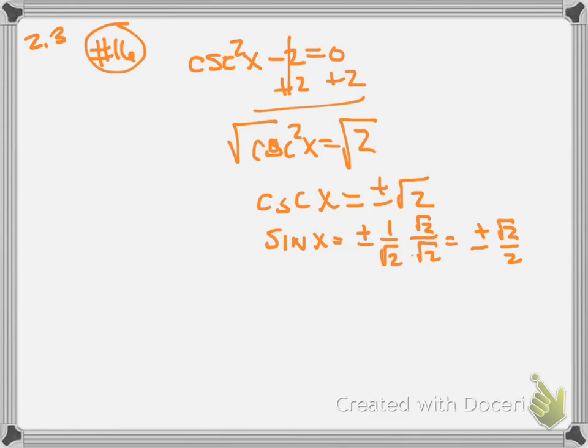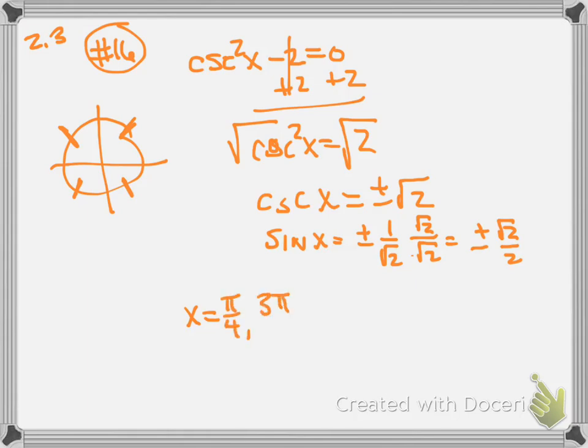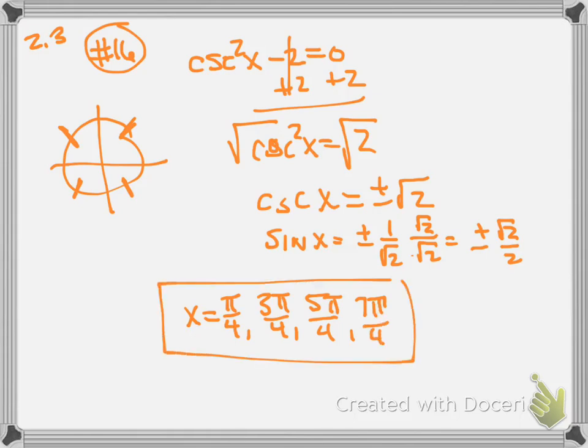So if I go to my unit circle, and that's plus or minus the square root of 2 over 2, so I know that's going to be at all my 45-degree angles. So I get pi over 4, 3 pi over 4, 5 pi over 4, and 7 pi over 4. Great. We only got a couple more to do here. Good job with your first one.